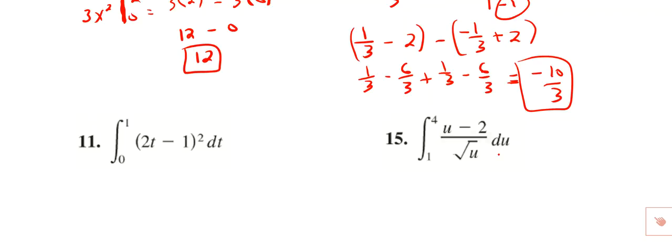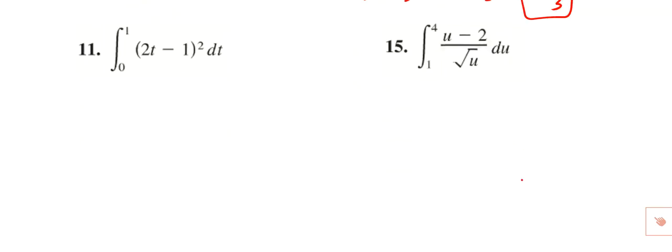Okay, let's take a look at this next one here. We have the function 2t minus 1 squared dt. We want to find the antiderivative of that from 0 to 1. So the first thing that we want to do is to multiply out the 2t minus 1 squared, 2t minus 1 times 2t minus 1. Or we can use that old algebra that we learned that says a minus b squared is equal to a squared minus 2ab plus b squared.